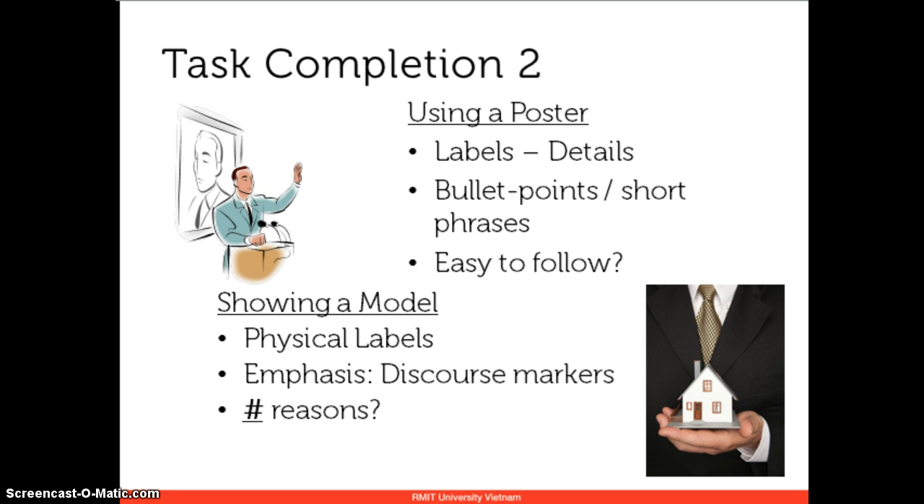Please also make sure that you're clear about the number of reasons you're giving and who is presenting them. And finally, keep your sentences short. You don't need to give a speech, just keep it short and simple and easy for the listener to remember.